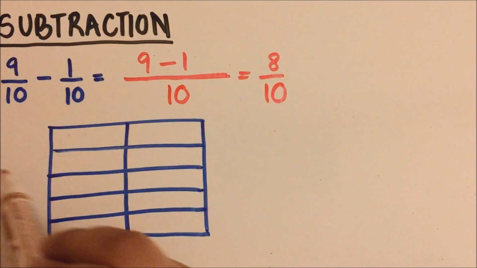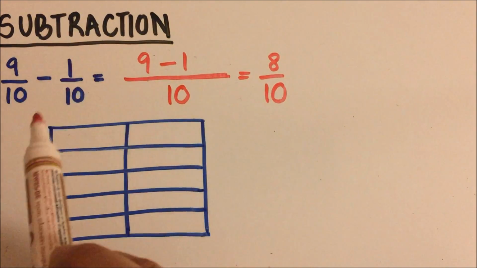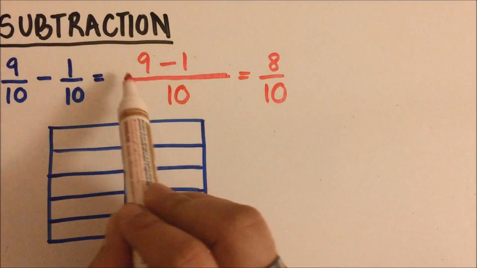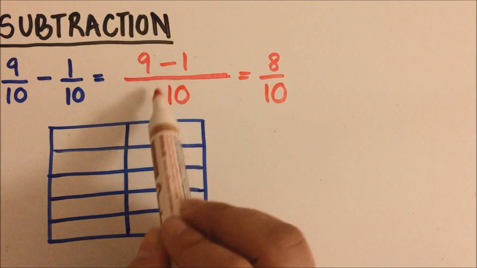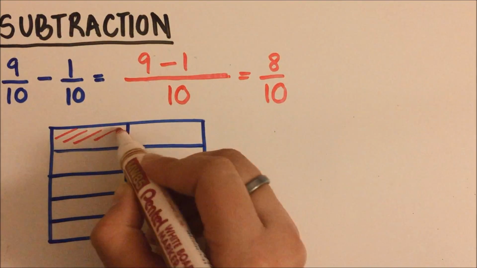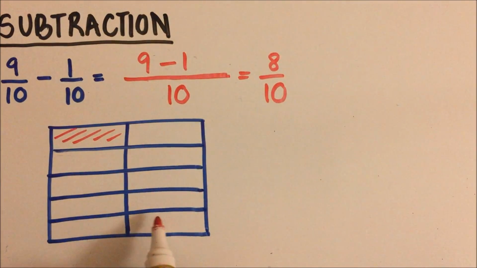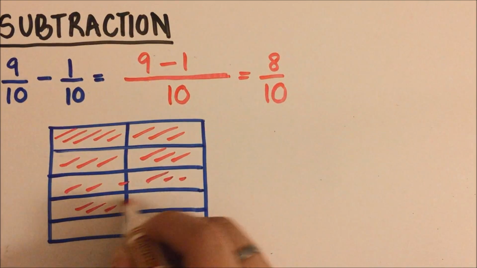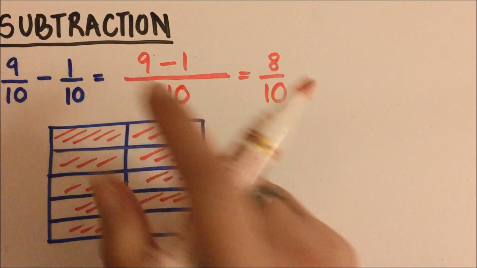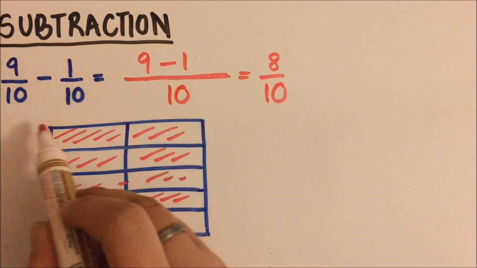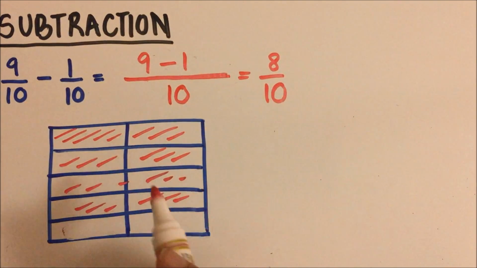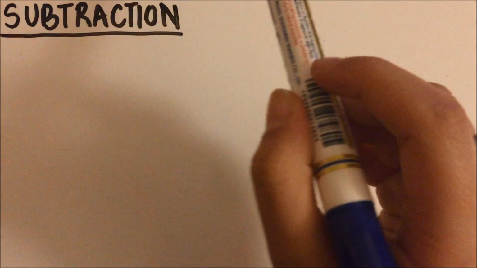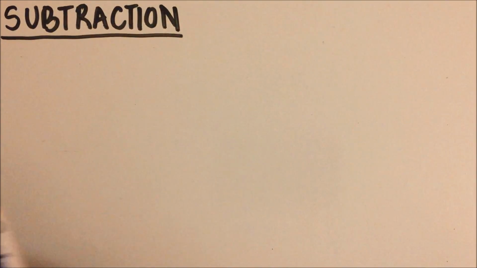Now, I'll show you through a diagram why we want the denominator to be the same and why the top numbers are just written down as they are above the 10. If we have 9 out of 10, there are 10 rectangles and we're shading 9 of these, but we're taking away 1 out of 10. We've got 10, but we're taking away 1. That leaves us with 8, which is what we've got here.